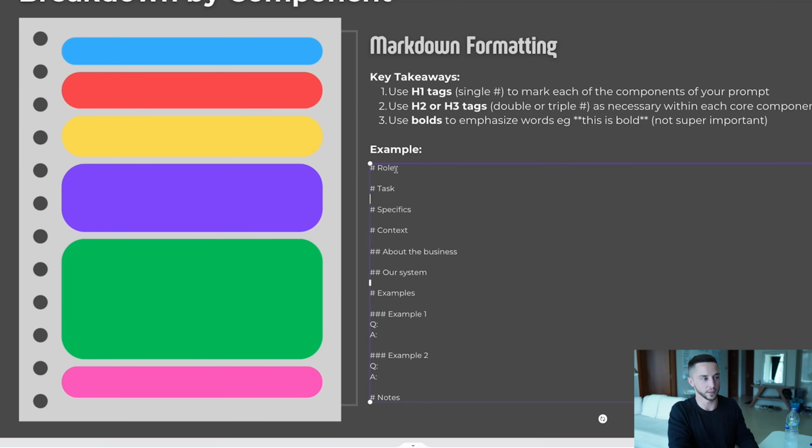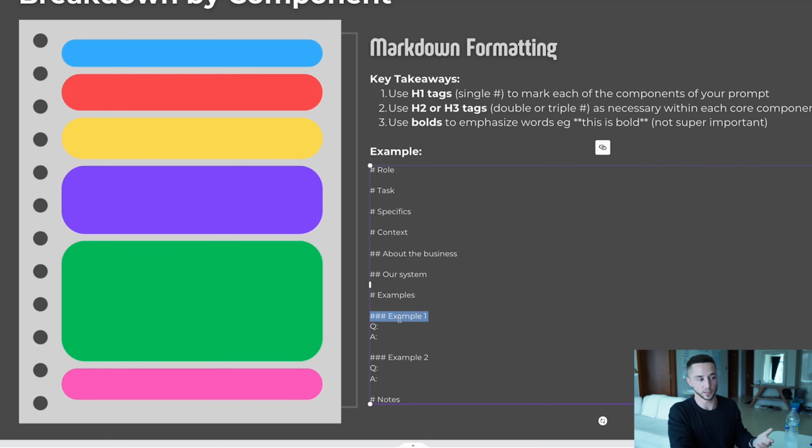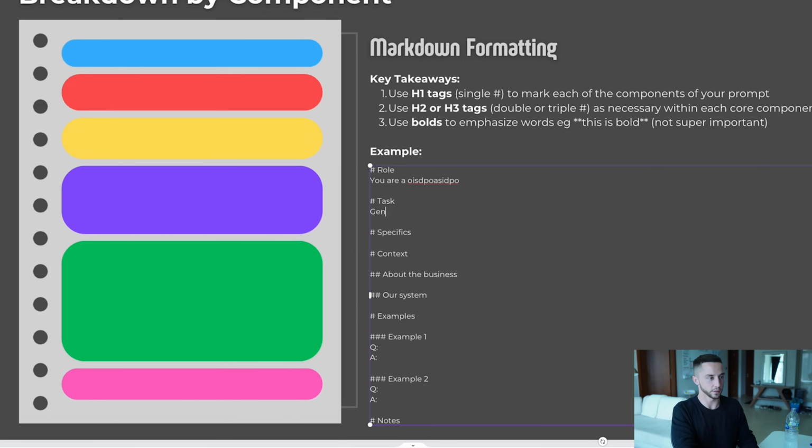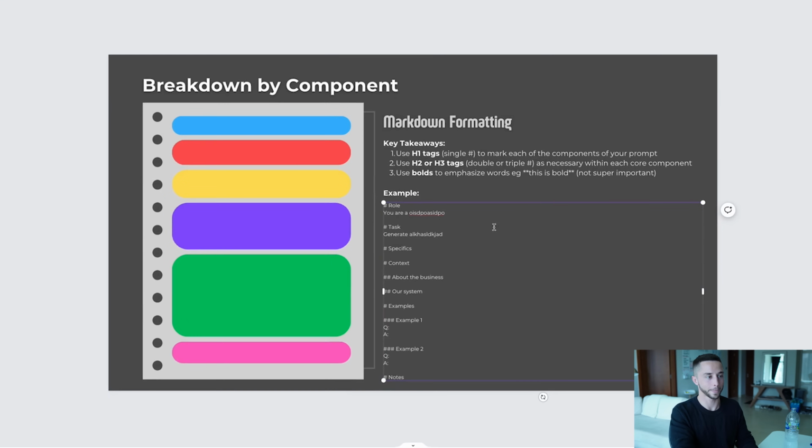So here's an example of how you should add it in. Heading 1 role, heading 1 task, specifics, context. And then within context, you might want to break the context into subsections, so let's use the heading 2 and go about the business, about our system. You don't need to do that all the time, but this is how you can start to use other types of headings, like H2 or H3 tags, to split up some of the other subsections under each of your main headings. And then again, examples: we can have example 1 as a heading 3 and give the examples and the notes. And then you come in here and obviously add the rest. You get what I'm saying.